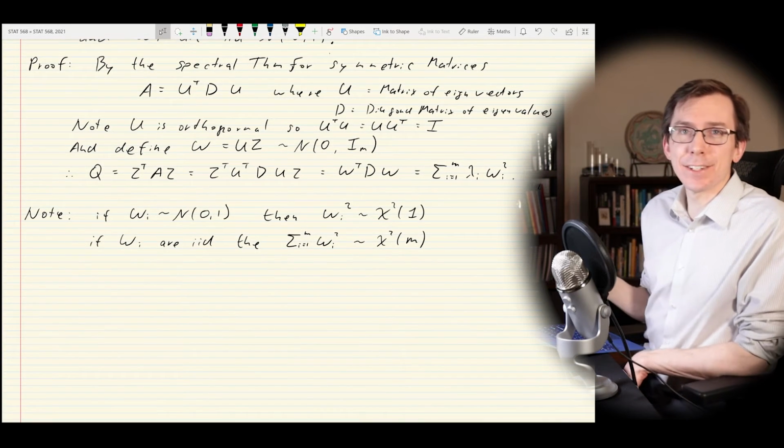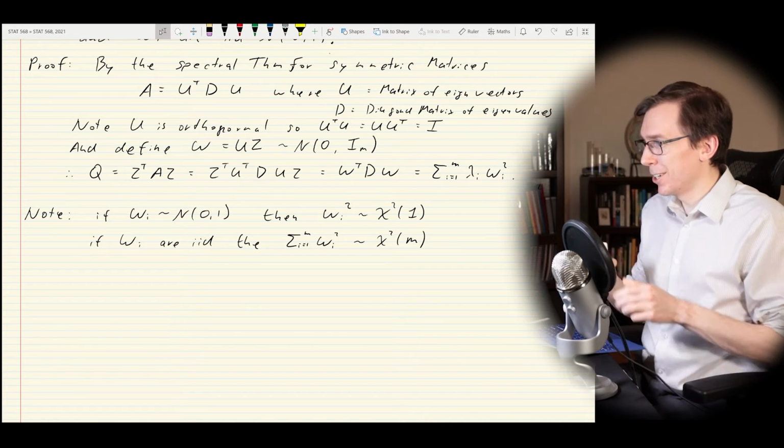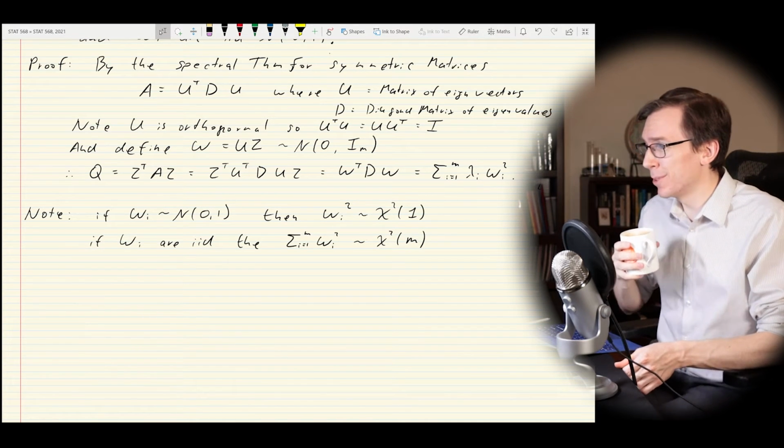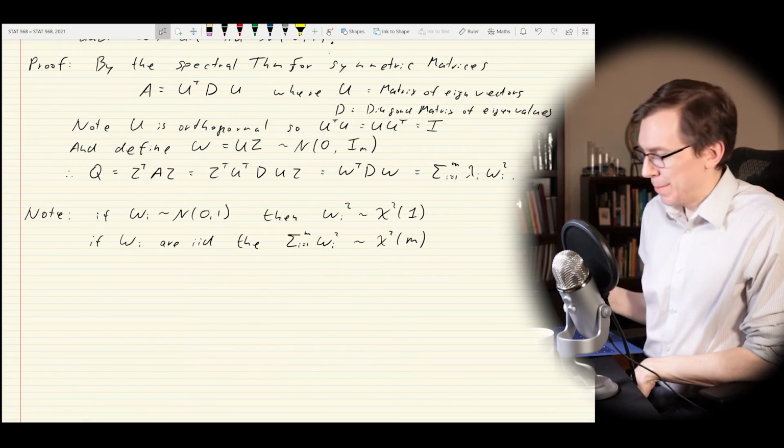So now to get to Cochran's theorem, we're going to have to prove a second lemma. I'm going to take a quick break, and we're going to pick up with lemma number 2. All right, and we're back. Let's do lemma number 2.